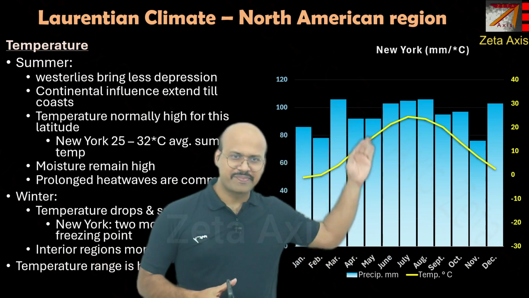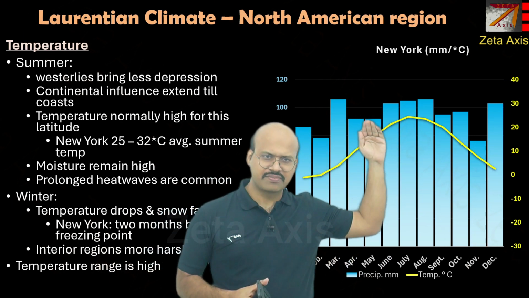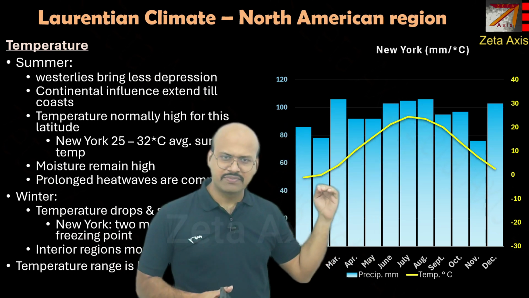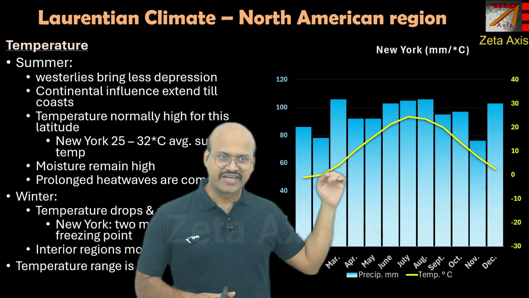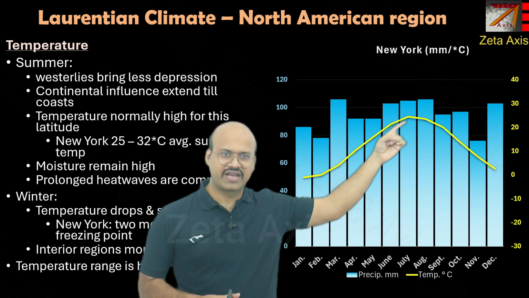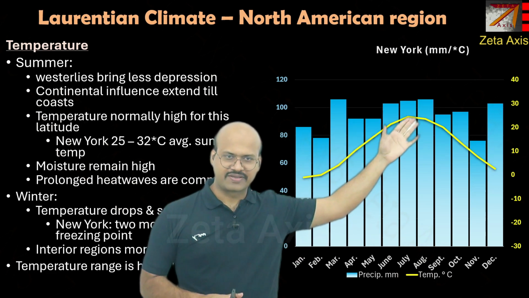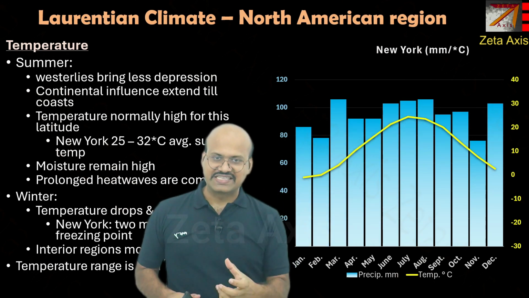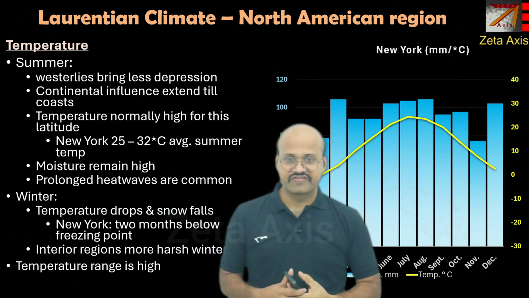Temperature range is very high. If we see the maximum average monthly temperature and the minimum monthly average temperature, we can see that the range is very high. Here we can have -5 and here we can have 25 degrees Celsius approximately. So we can see that the range is around 30 degrees Celsius, which is very high.